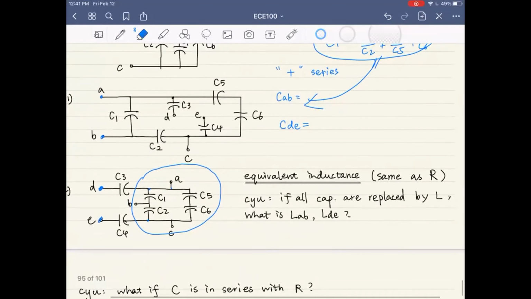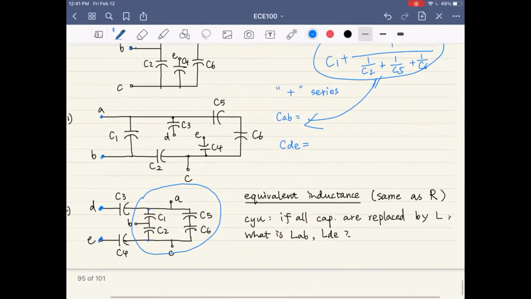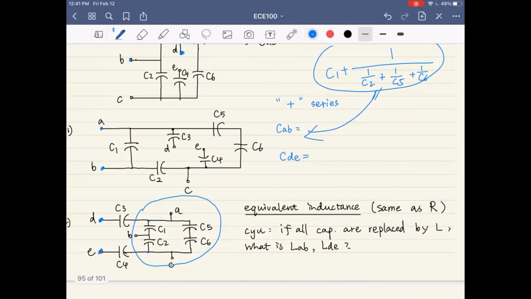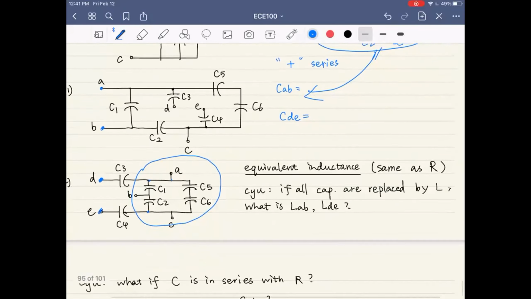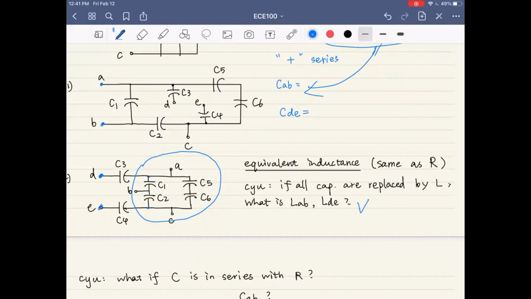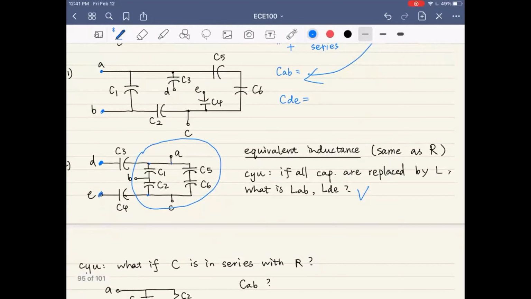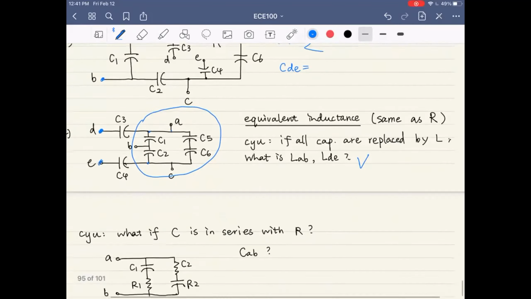Okay. And similar things happen to equivalent inductance. Actually, it is the same as resistance. So just be careful and patient and get it done. Okay. Please interrupt me if you have any questions. If you don't have, I will keep moving on.